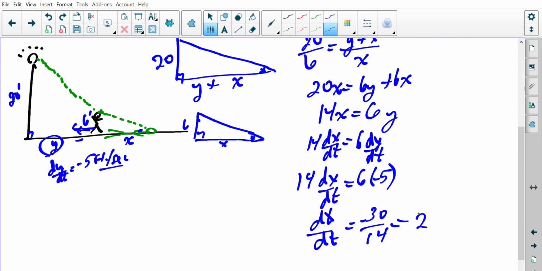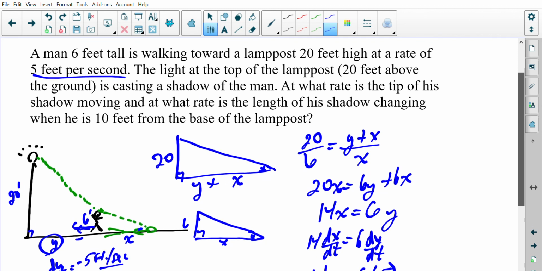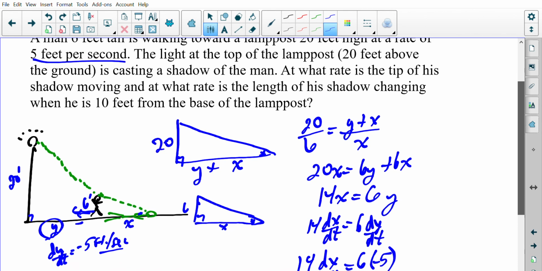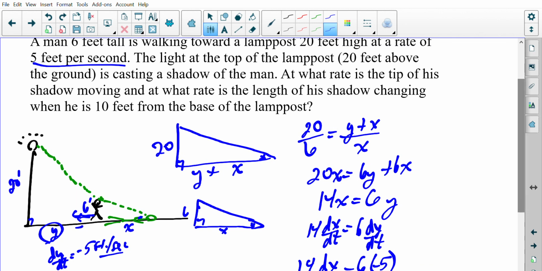2.143. It's negative, which means the shadow's getting shorter. Negative 2.143 feet every second. So in this case, his shadow's decreasing at 2.143 feet per second. A lot of times with these ones, they'll ask a secondary question. Now they've kind of put it first, but you'd have to do the second part here first. It says, at what rate is the tip of his shadow moving?